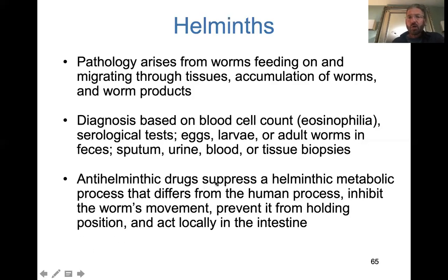All right, anti-helminthic drugs suppress the helminthic metabolic process. So with the worms, we can literally go in and shut down their ability to metabolically be active. Right? So there are stages that are different in the worm and the humans. So we're going to focus on the differences, and we can find antimicrobials that work on shutting down the worm metabolic process that don't affect us. So the process is different. That's effective. If the same drug that breaks down the worm's metabolic process breaks down our metabolic process, now we have an issue. Right?